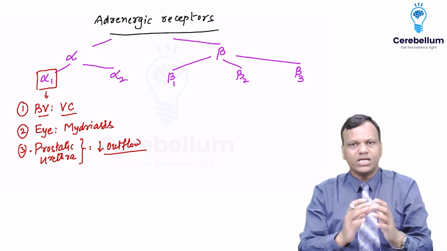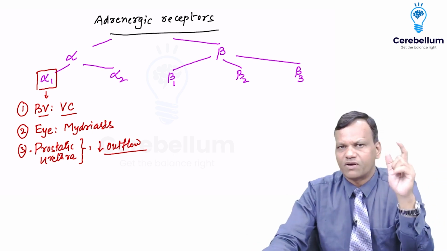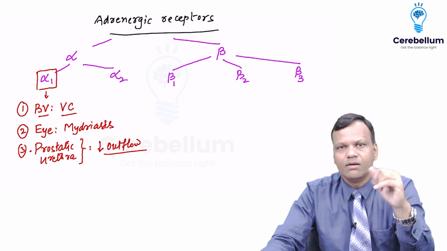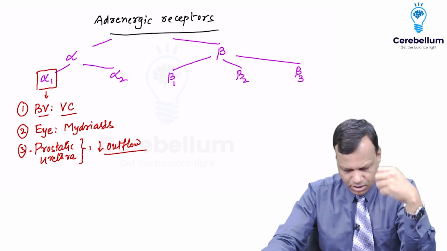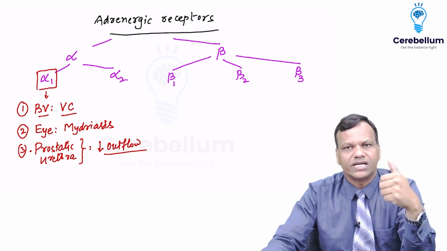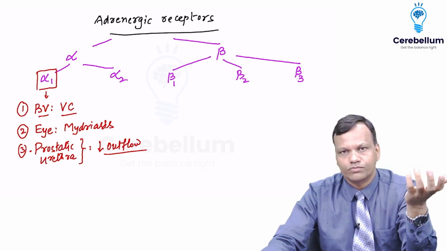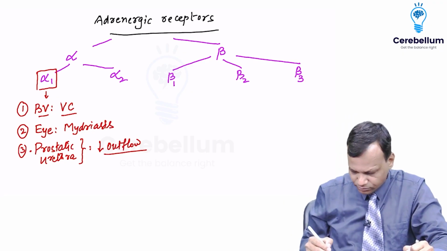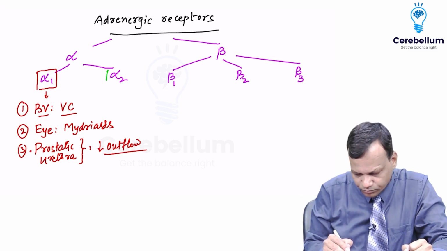Okay. So only these three locations you need to remember for alpha 1. Clear? So just three. What are those three? Number 1, blood vessel, vasoconstriction. Number 2, eye, mydriasis. And number 3, prostatic urethra, decrease in urine outflow. So that is all about alpha 1. Is it okay? Yes. Now moving to alpha 2.